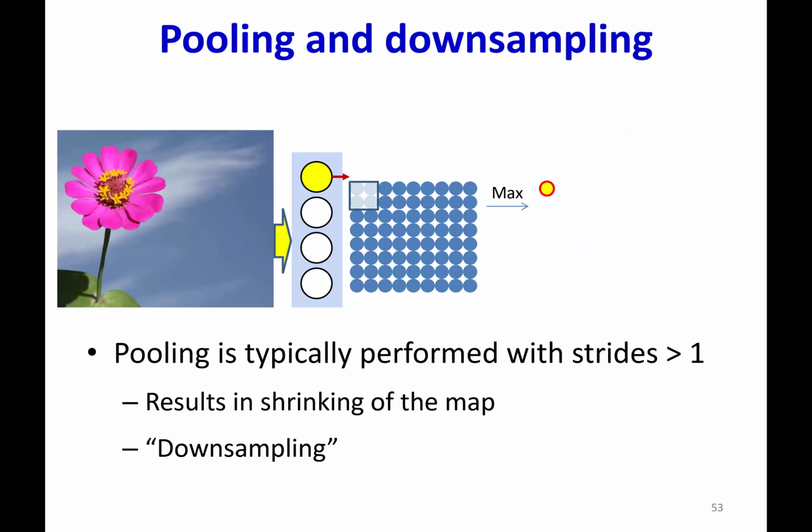So same thing, pooling is typically performed with strides greater than 1. And this results in a shrinking of the map, which is why pooling layers were often just called downsampling layers, because you almost never perform pooling with a stride of 1. You almost always perform pooling with a stride greater than 1.